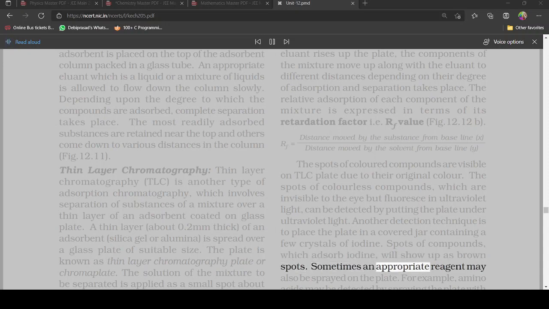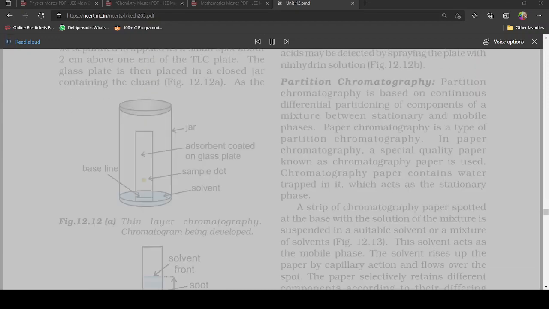Sometimes an appropriate reagent may also be sprayed on the plate. For example, amino acids may be detected by spraying the plate with ninhydrin solution.